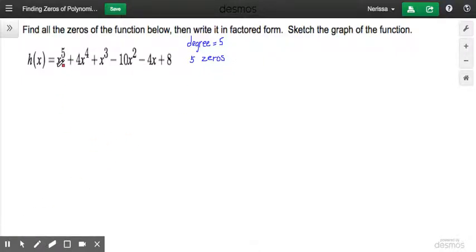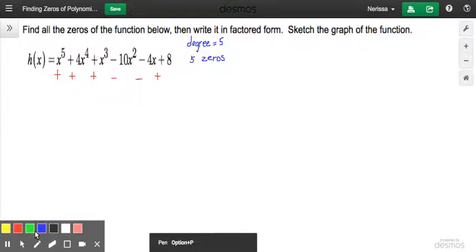if we look at the sign changes, see the first term is positive. This whole thing is positive, so we'll write positive here. The second term is positive. The third term is positive. The next term is negative. The next term is negative. And the last term is positive.